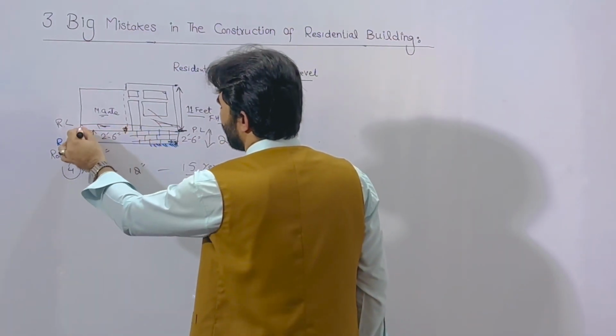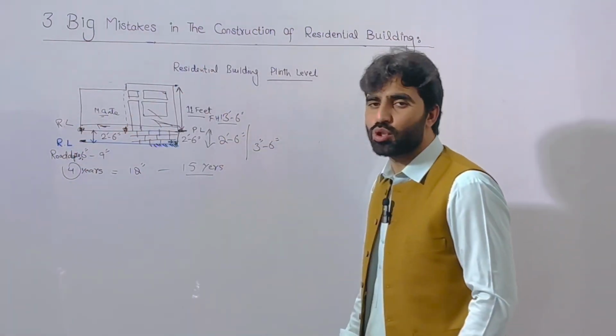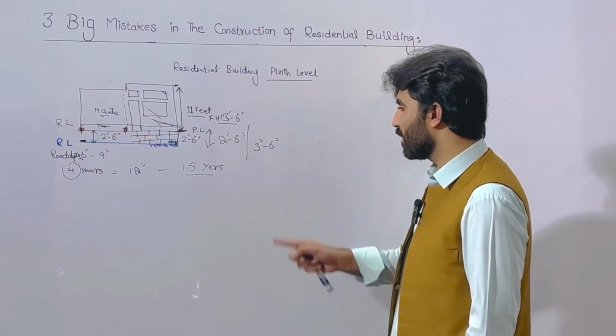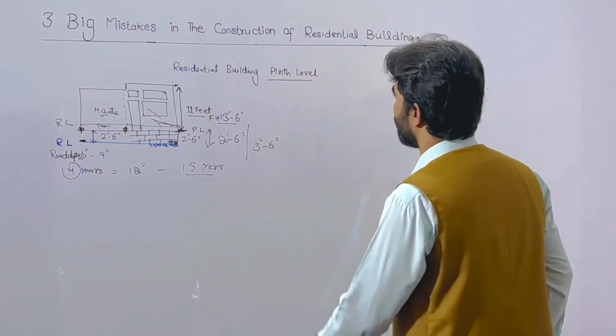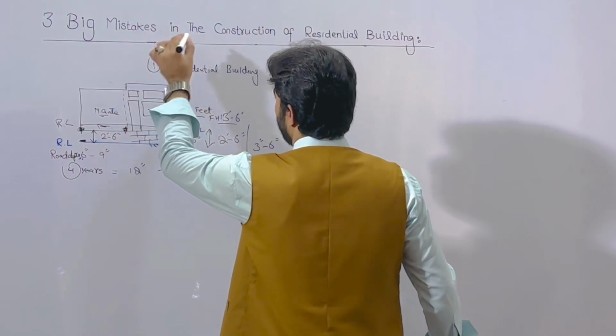So here this level you can keep down, but the building level should be up from the road level. Otherwise, you will face more problems. This is very important. So this is the first big mistake.